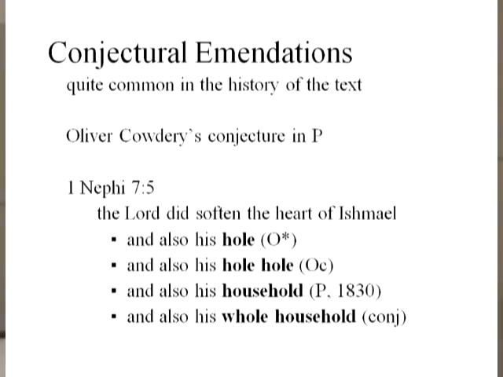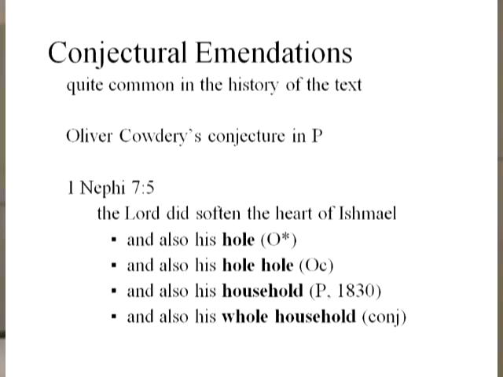Sometimes the original manuscript has such a bad reading that no one is going to accept it. I don't think so. 1 Nephi 7:5: "and the Lord did soften the heart of Ishmael, and also his whole." That's the way the original manuscript reads, "whole." It's a correction, but that's what the scribe decided on. When Oliver came to copy this, he wasn't going to accept it. And he decided it was "household." So he has, "and also his household."